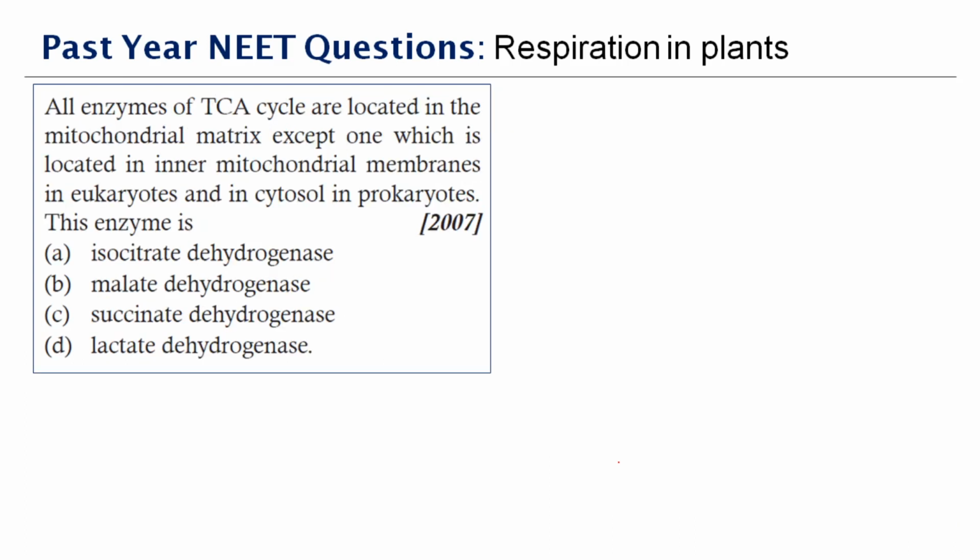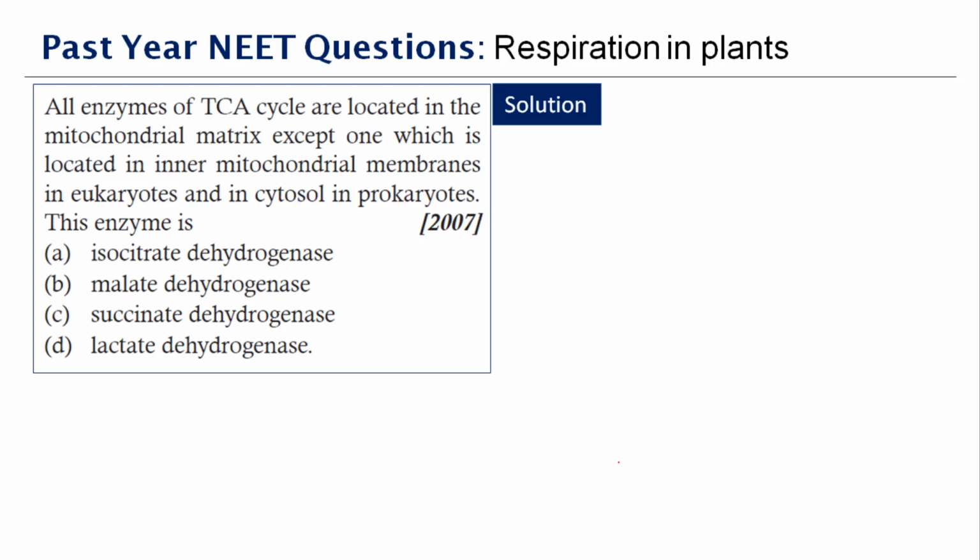Next question here. This question was asked in the year 2007. All enzymes of the TCA cycle are located in the mitochondrial matrix except one, which is located in the inner mitochondrial membrane in eukaryotes and in the cytosol in prokaryotes. Cytosol is nothing but the cytoplasm. Which enzyme is it? So here you have 4 enzymes given, right? You have isocitrate, you have malate, you have lactate. They are asking us about the enzyme that is present in the inner mitochondrial membrane.